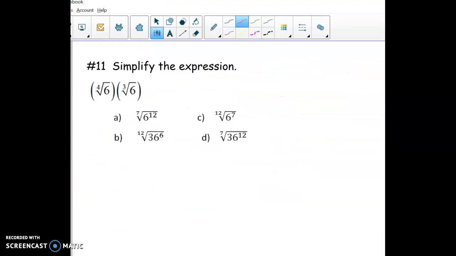All right, moving on along. Another one like that with your exponent rules.